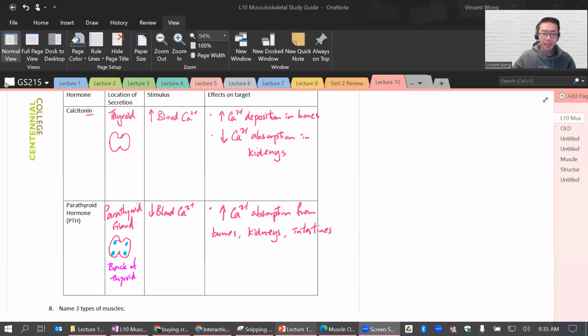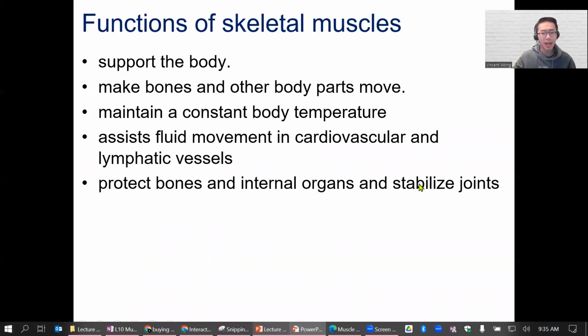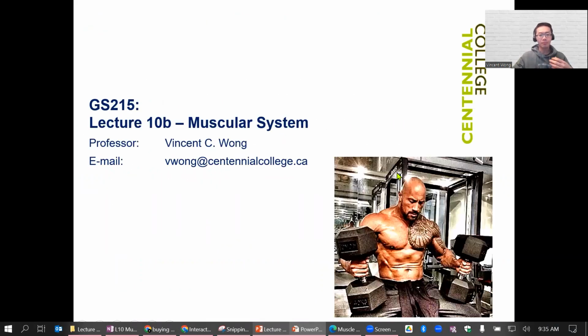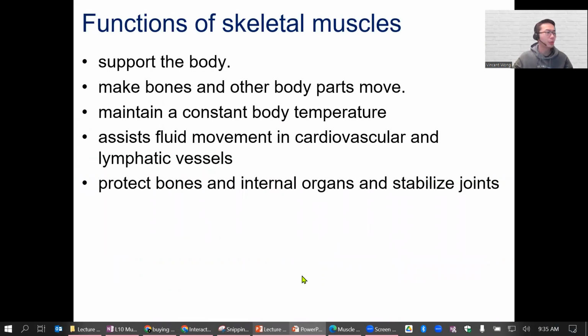So that's it for the bones, and we will do the muscles. I think we can finish muscle today. I have a good feeling about it. Okay, so what's going on with the muscle? What do we need muscle for?